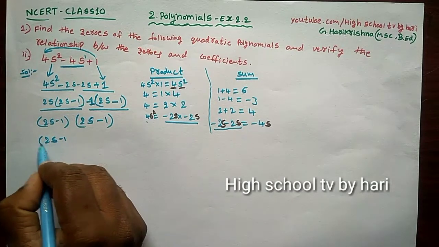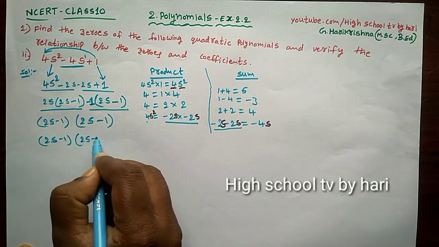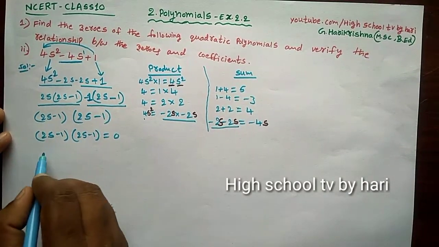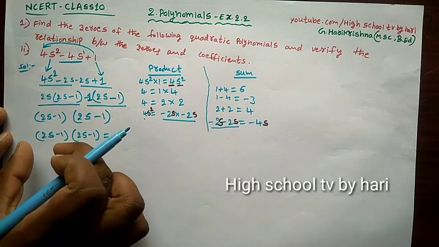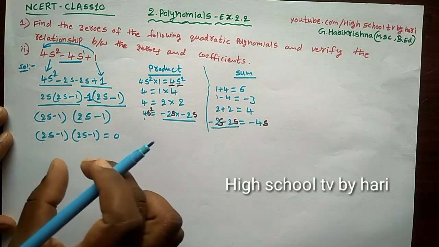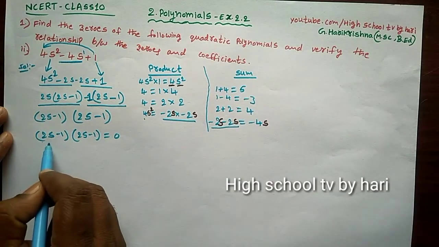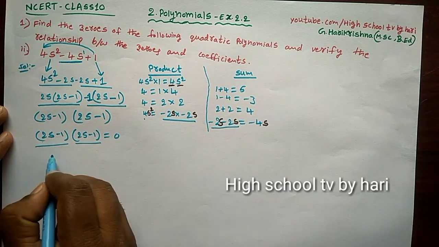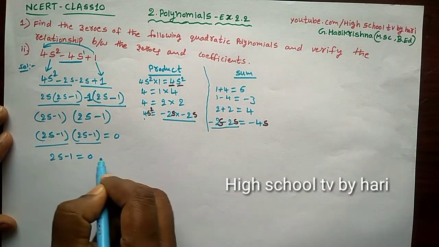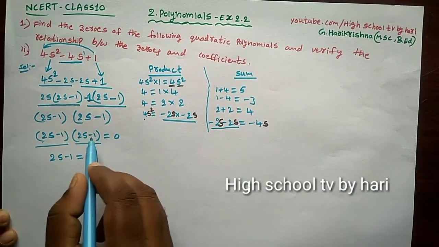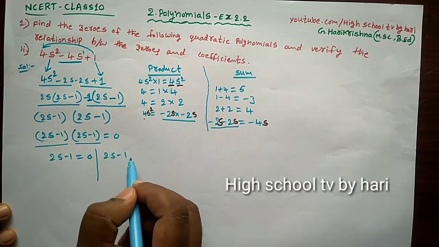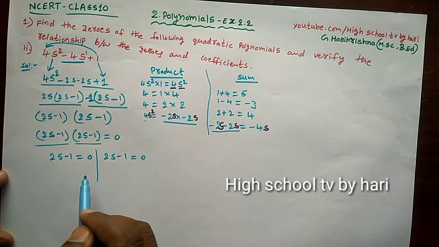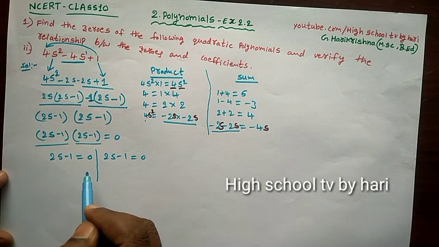2s minus 1 into 2s minus 1 is equal to 0. Now we get the zeros. 2s minus 1 into 2s minus 1 equals 0 means either 2s minus 1 equals 0 or the other 2s minus 1 equals 0. In this question we get the same zeros, but we don't get the same zeros in all problems.